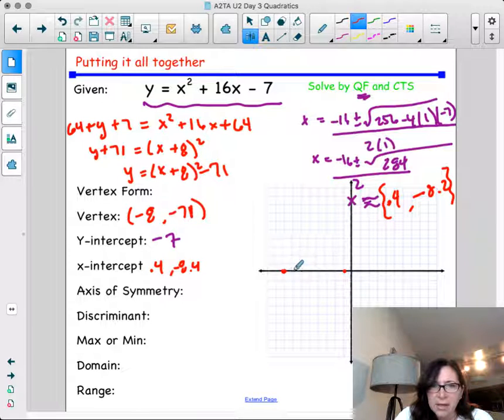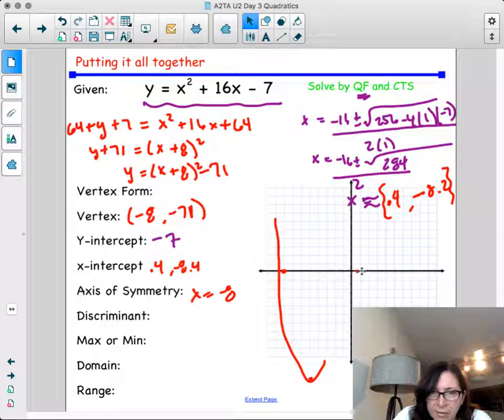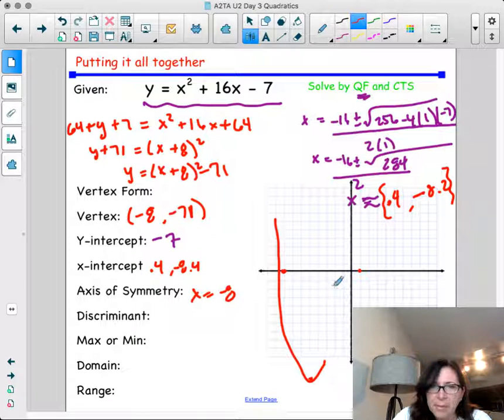So at negative 8, negative 71, so I'm way down here somewhere. I do know that my axis of symmetry will be x equals negative 8. The graph is going to look something like this. It's going to go through here, and of course, oh, that says 0.4. Hold on one second. Move this over here. There we go. I saw that being an issue because if my y-intercept is negative 7, it's got to go through wherever negative 7 is. It's going to come up like this, go something like that.